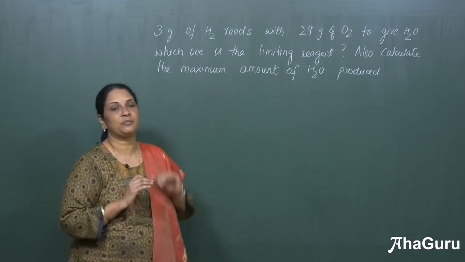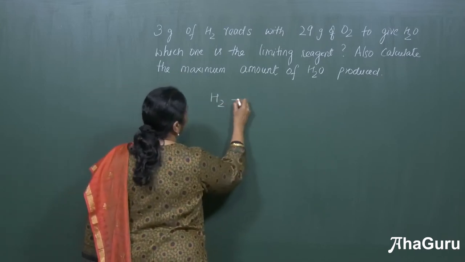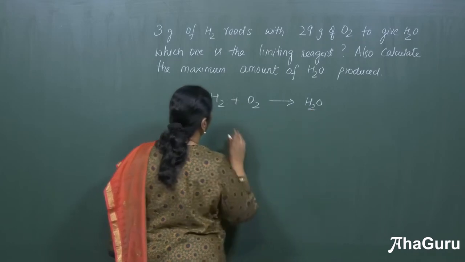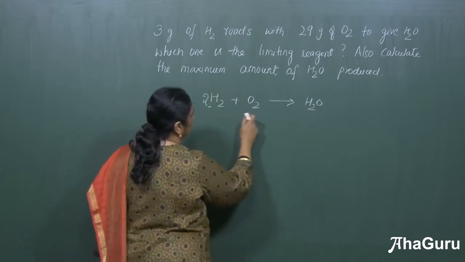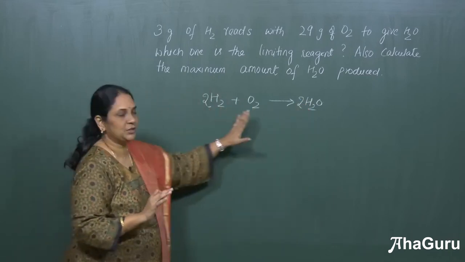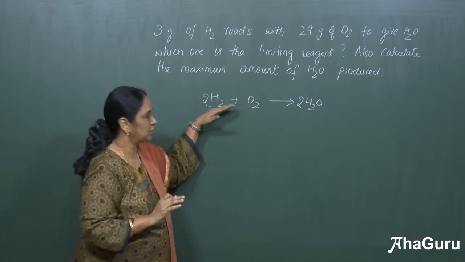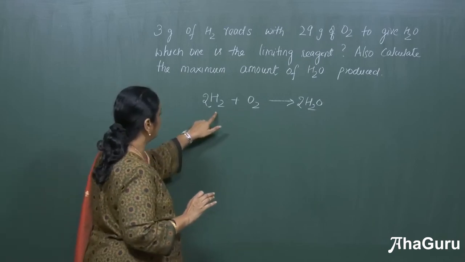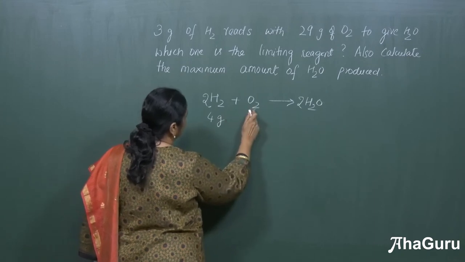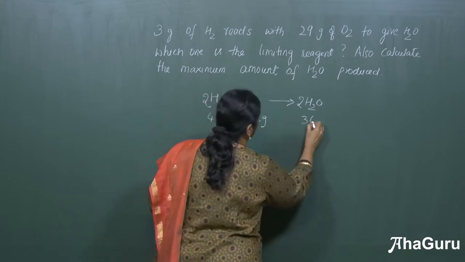The first step we should do is write the equation. So now H2 reacts with O2 to give water. Always balance the reaction. So 2H2 reacts with O2 to give 2H2O. Once you write the balanced equation, just below that write the weight of each compound. So now hydrogen, its gram is 2 into 2, so this is 4 grams. Oxygen will be 16 into 2, that is 32 grams, and water is 36 grams.